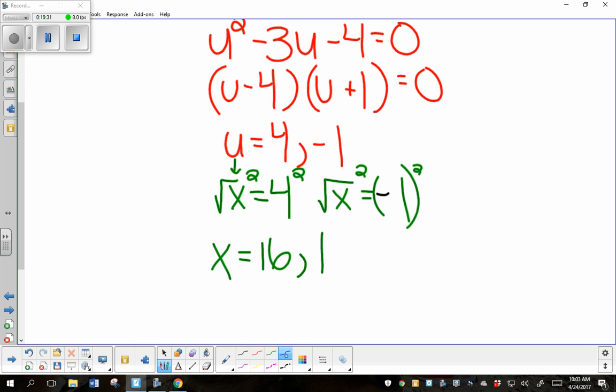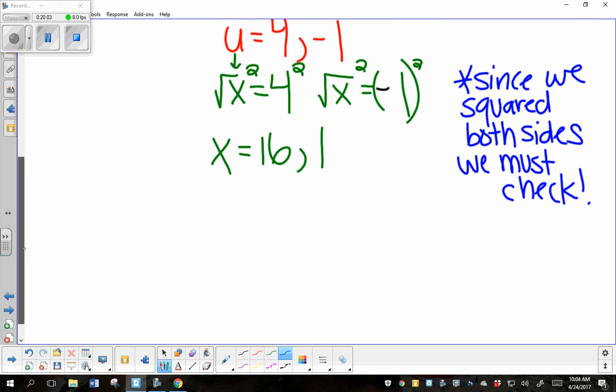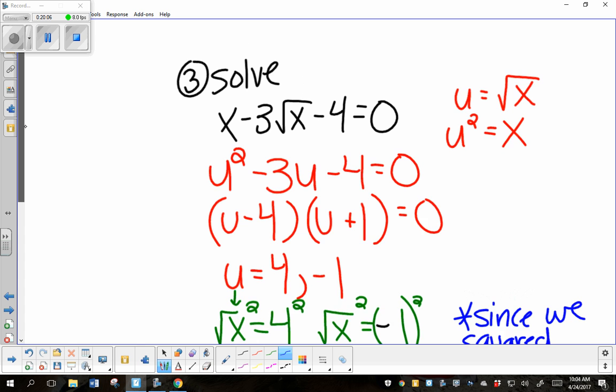Okay, now here's the thing. Do you remember this from our last unit? Since we squared both sides to solve this, we have to check it. We can't be lazy with checking this. Since we squared both sides, we have to check. So we're going to plug in 16 and 1 and see if they work in our original equation.